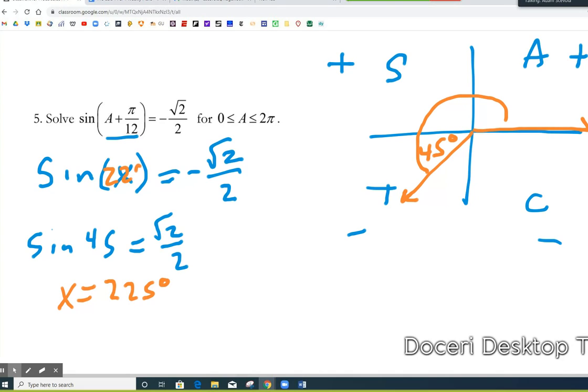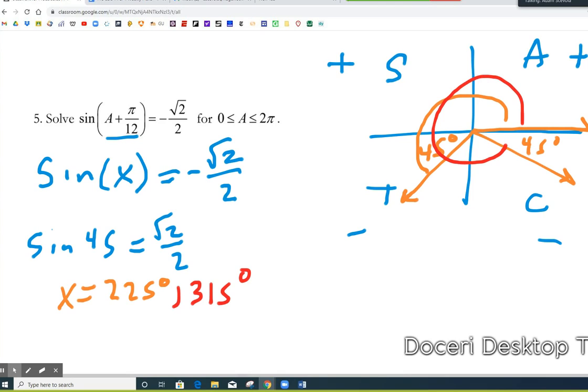And we know that the sine of 225, so if a plus pi over 12 equals 225, it's going to equal negative root 2 over 2. So that's one value of x. Another one would be a 45-degree reference angle in quadrant 4, another quadrant where sine is negative. So that'd be 315. Those are in degrees, and we're answering in radians. So if we convert those to radians, 225 would be 5 pi over 4, and 315 would be 7 pi over 4.